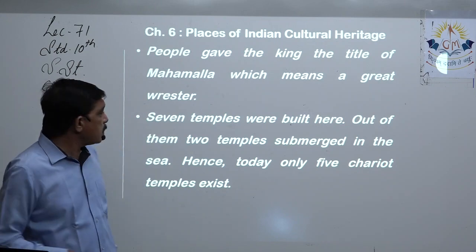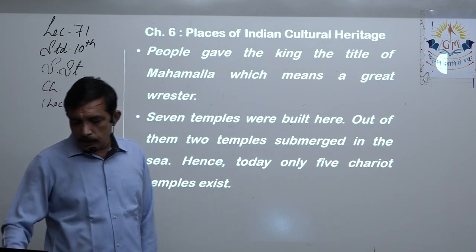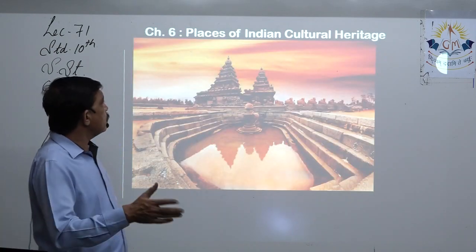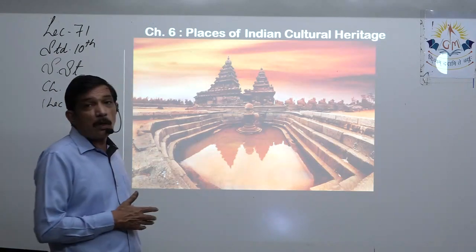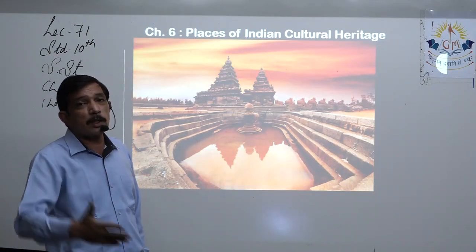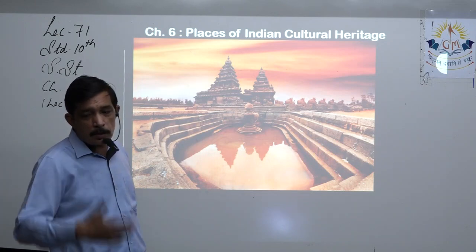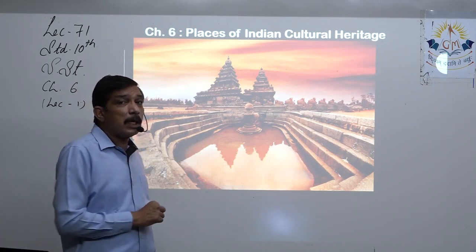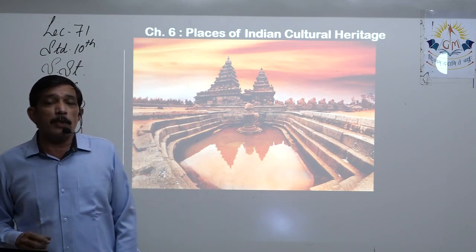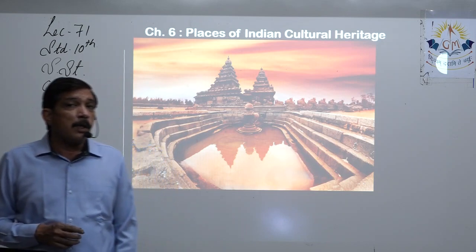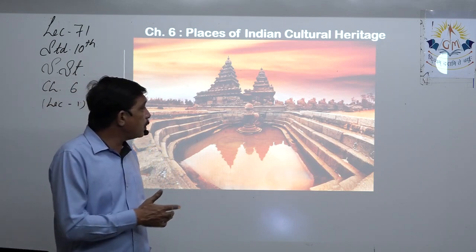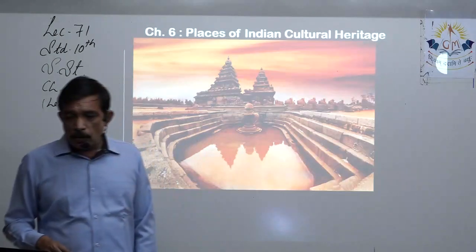So today only five chariot temples exist. This is one of the most beautiful temples on the shore. Today also it is right near the shore, right? So it's very near to the shore, and that is why it's known as the shore temple of Mahabalipuram. Very beautiful. This is, I think, a sunset view of that point.